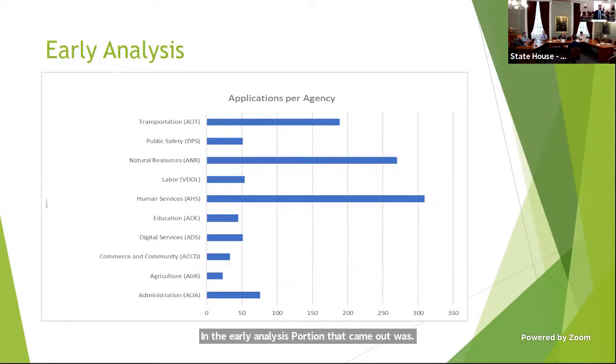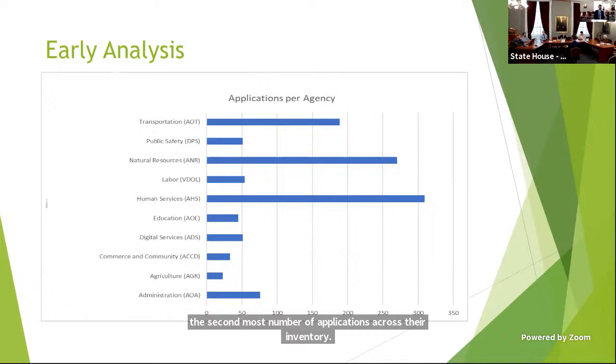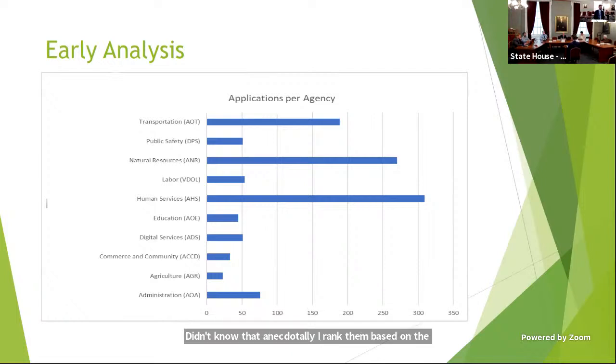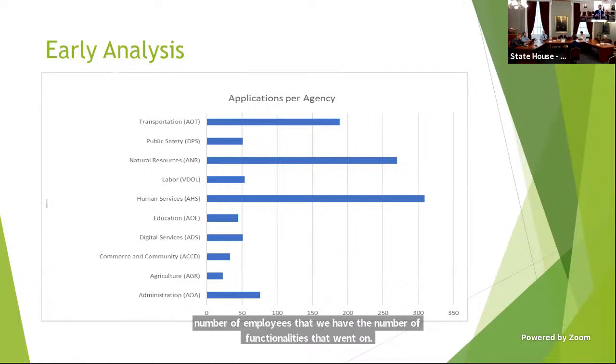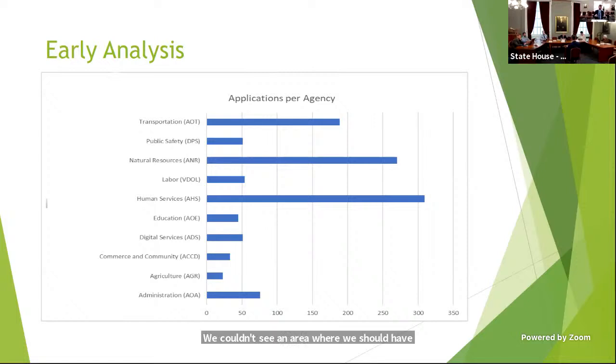One piece in the early analysis that came out was, if you look at the third bar down, which is the Agency of Natural Resources, I had no idea that the Agency of Natural Resources had the second most number of applications across our inventory. Anecdotally, I ranked them based on the number of employees that we had, the number of functionalities that went on. Just by doing this inventory and this ranking, we could see an area where we should absolutely look and make sure that we're doing everything that we can to ensure that level of security is there. I will say that the Agency of Natural Resources has done a great job with the risks to their applications.